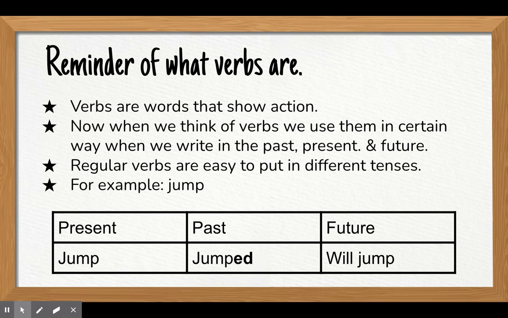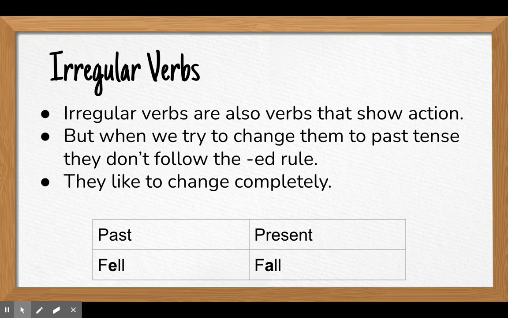So, regular verbs are easy to put in different kinds of tenses, but there are different kinds of verbs, and some of those verbs are called irregular verbs. So, irregular verbs are also verbs that show action, but when we change these verbs to past tense, they don't follow the ed rule. They change themselves completely.